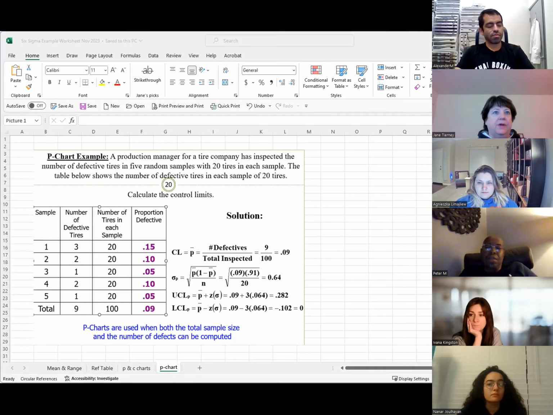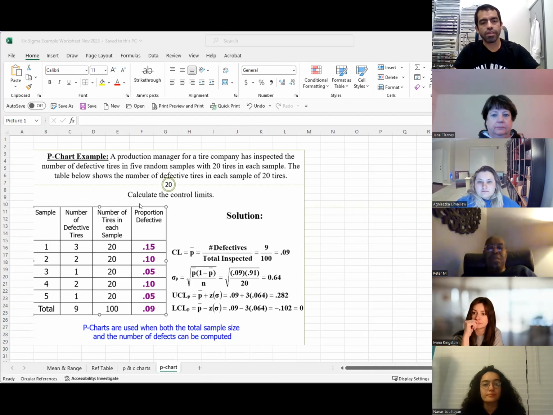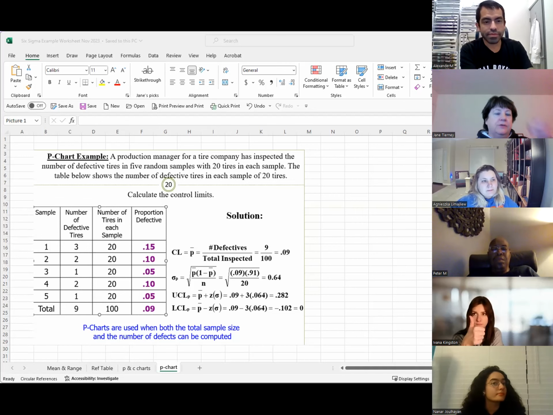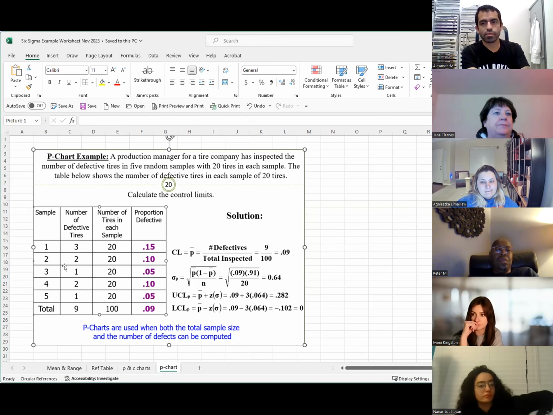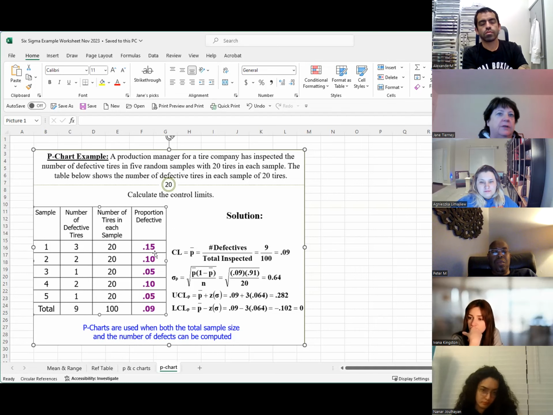Okay, you can see this, right? So here's the P example. So this has the numbers in it, the numbers of defects and the number in each sample. So you add the total number of defects up and you get 9. The total sample size is 100.